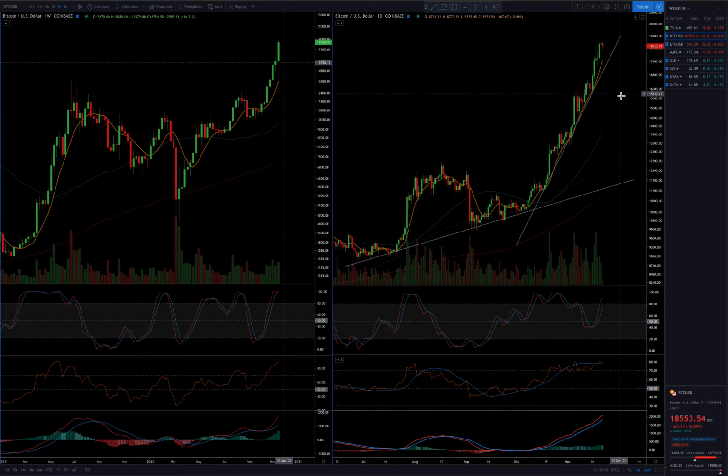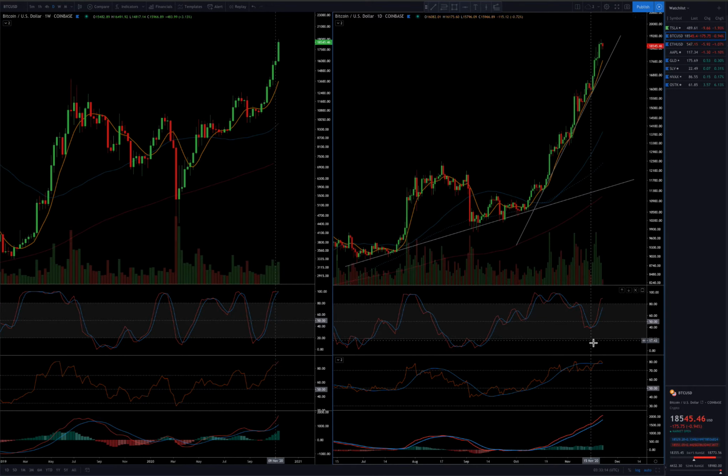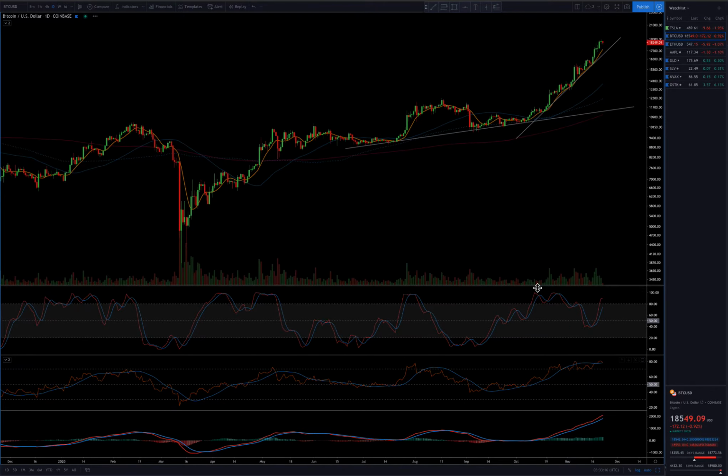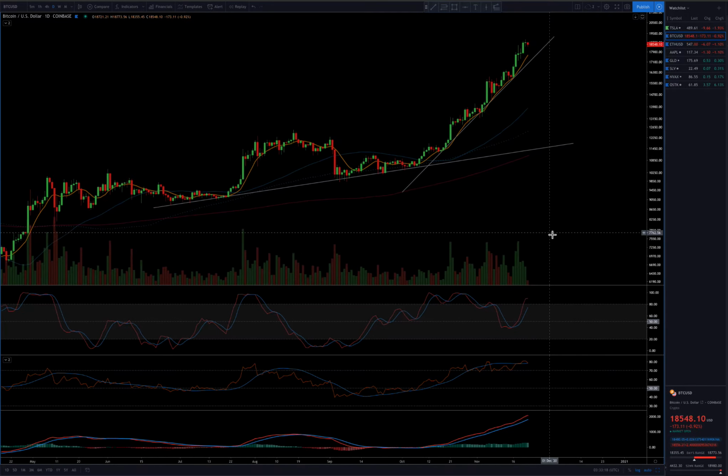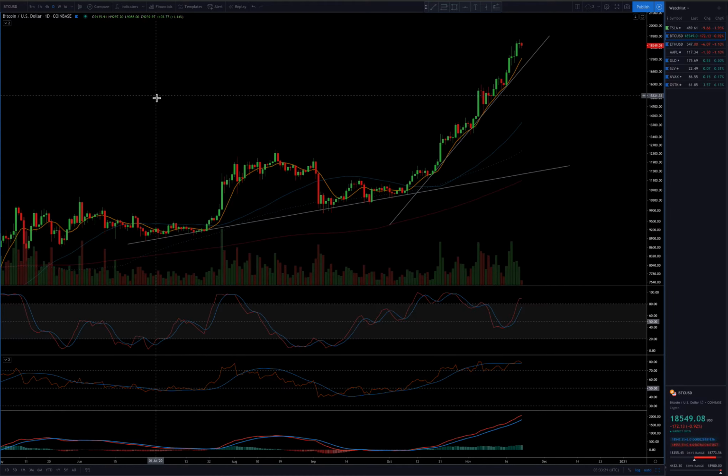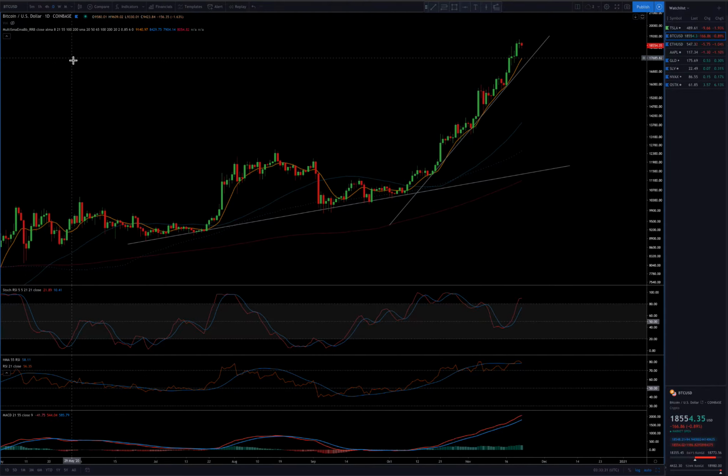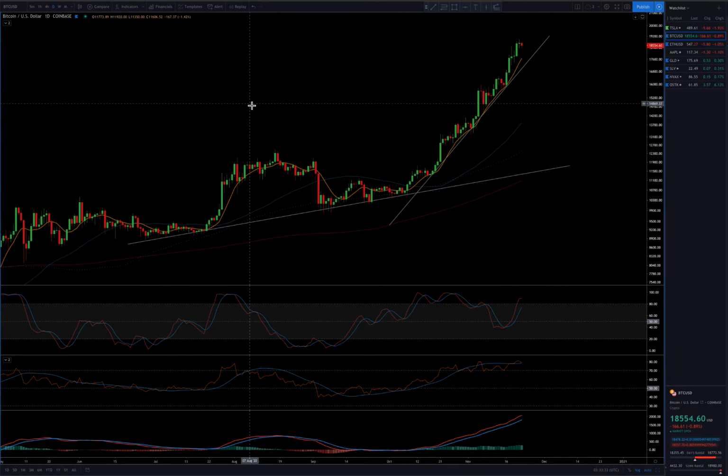So let's look at the daily chart here, and let me go ahead and maximize that. Looking at the daily chart, I have some moving averages here. Red for the 200, blue for the 50. Price is way above that at this point, so it's not relevant, so I'm going to turn that off and turn off the moving averages.